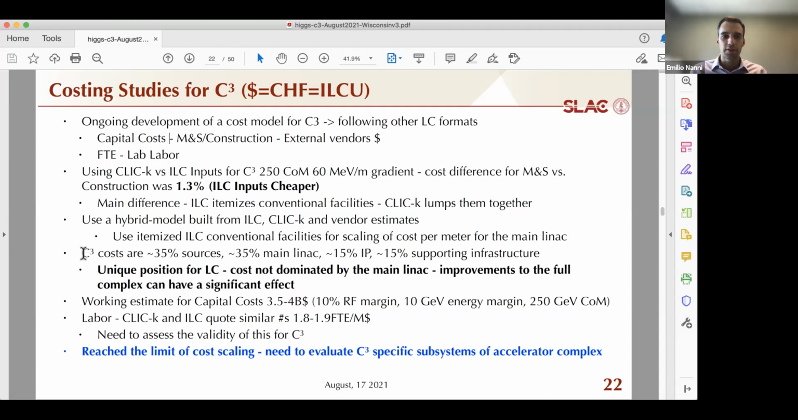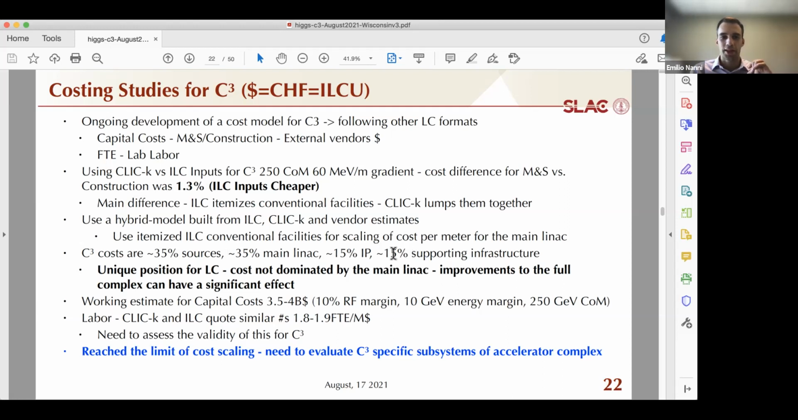So what we see for C-cubed 250 is that roughly 35% of the cost is in the sources. This is the electron and positron sources in the accelerator complex. Another third of it is the main LINAC. 15% is the IP and final focus, beam delivery. And finally, 15% is the supporting infrastructure.